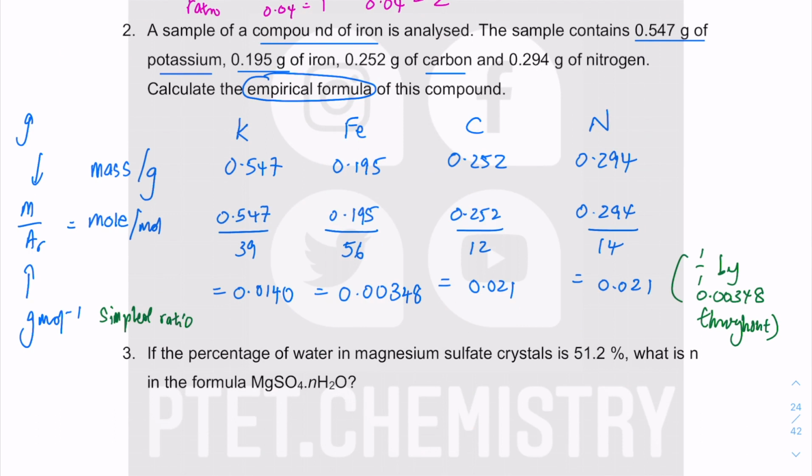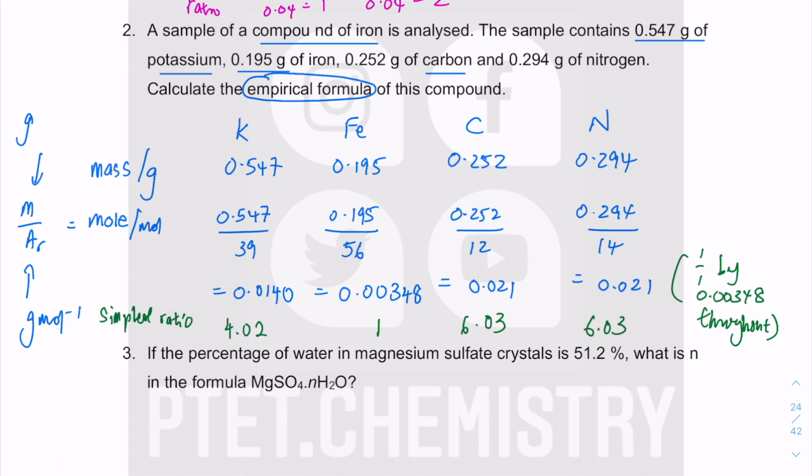0.0140 divided by that, I get 4.02. That's to 3 sig fig. And then this thing divided by itself, because it's the smallest number, gives me 1 exactly. 0.021 divided by that gives me 6.03. And then 0.021 divided by that gives me the exact same thing actually.